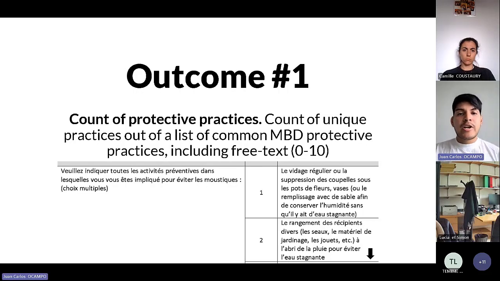So first, our study has two outcomes. Understanding these two outcomes is key to interpreting the results. Our first outcome is the count of protective practices.